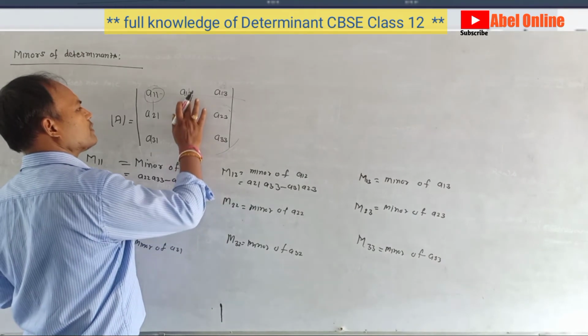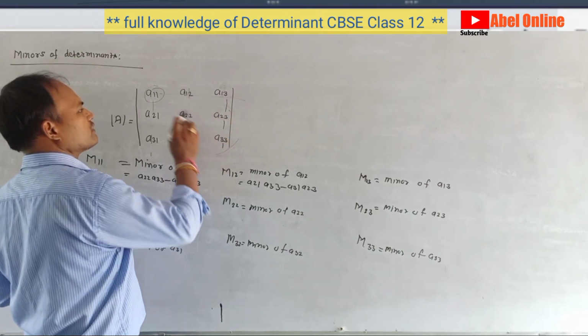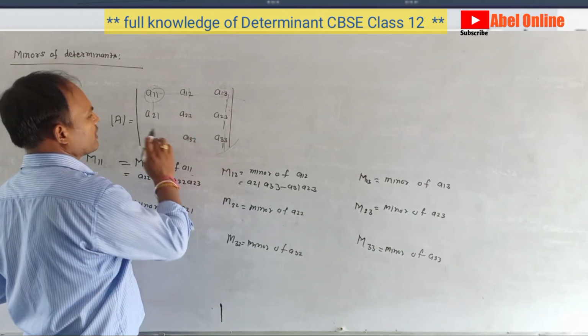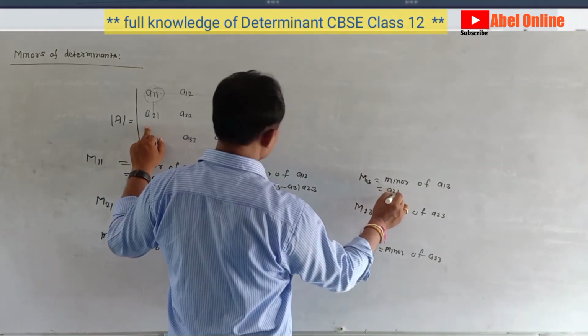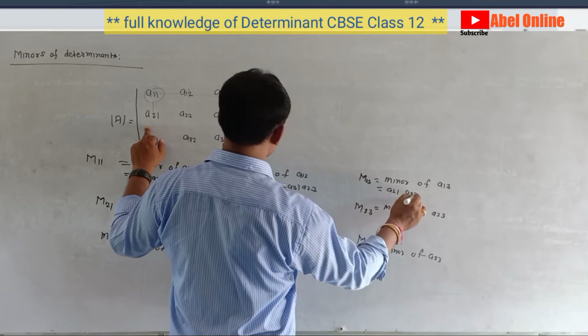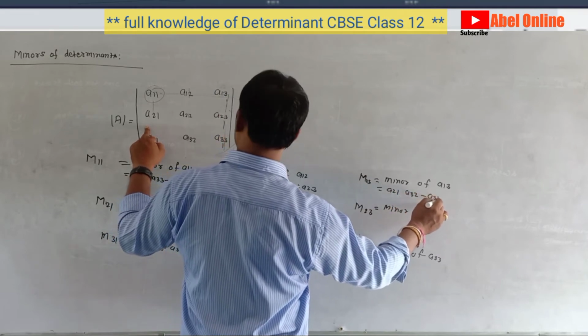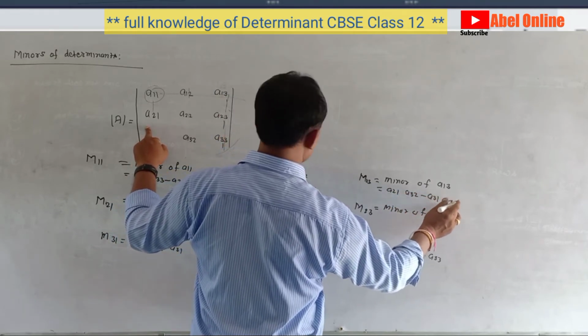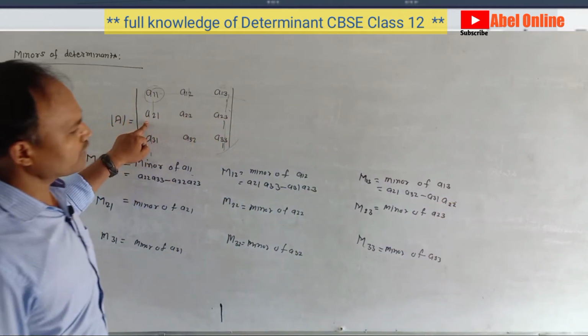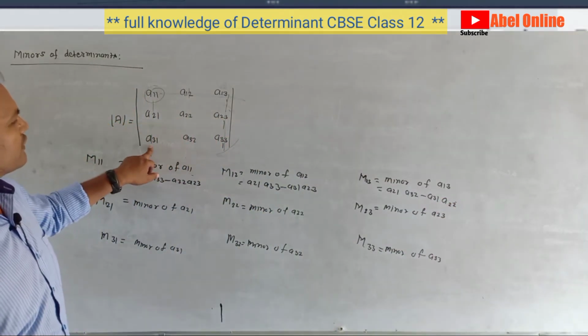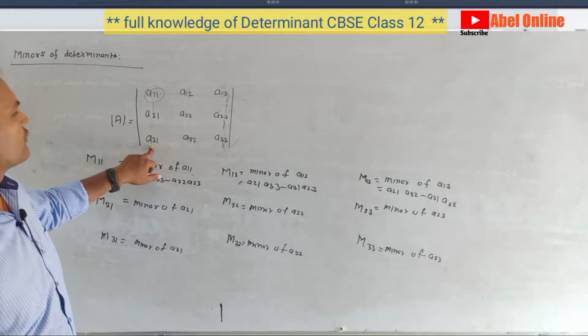Now for A13, just eliminate this and this. The remaining part is A21, A32 minus A31, A22. A21 multiplied by A32, A31 multiplied by A22.